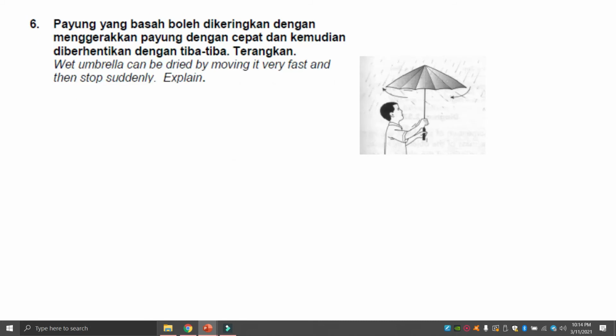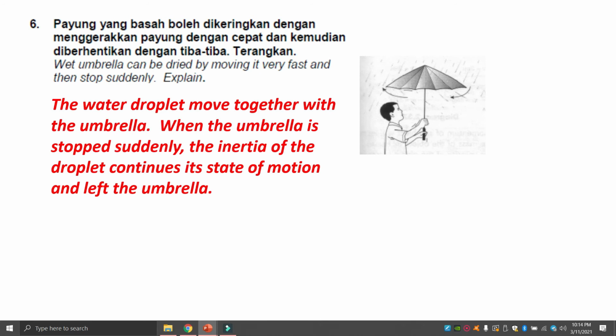And then the last example is the wet umbrella. A wet umbrella can be dried by moving it very fast and then stopping suddenly. You just keep moving the wet umbrella, and then after that you stop. But remember, by inertia the water will still want to continue to move. Even though you already stopped the umbrella, the droplets of water still want to move. So when the umbrella is stopped suddenly, the inertia of the droplets continues their state of motion and they leave the umbrella. So this is also the effect of inertia.